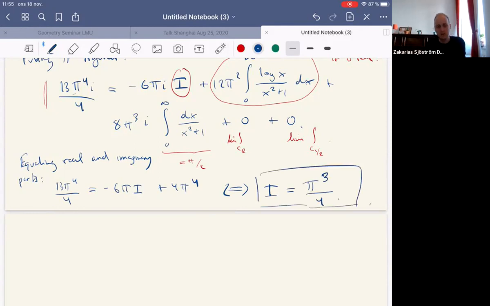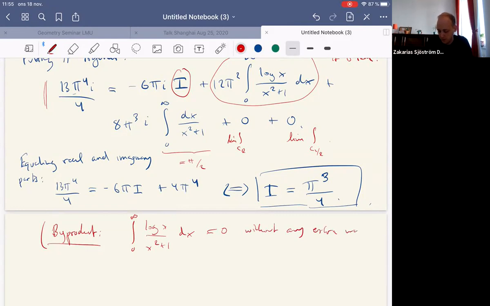And this is finally, after all these pages, the solution to our problem. I mean, we computed the integral. And along the way, as a byproduct, by doing all of this, we also got this other integral for free, without any extra work. But it was already a lot of work, so. But it's anyway nice to note how this works, this equating real and imaginary parts to get these things.